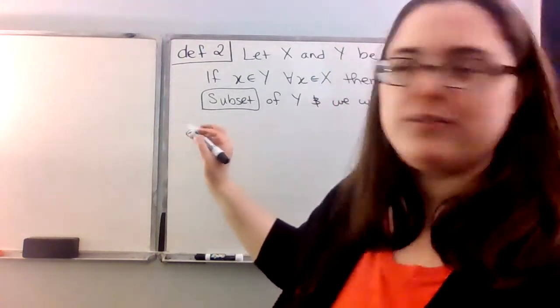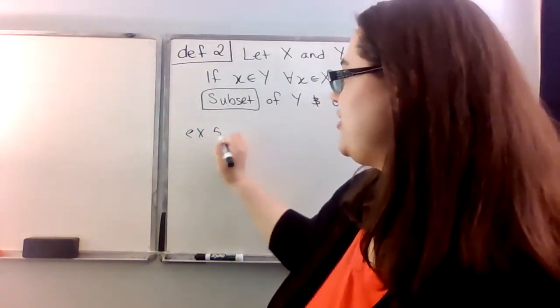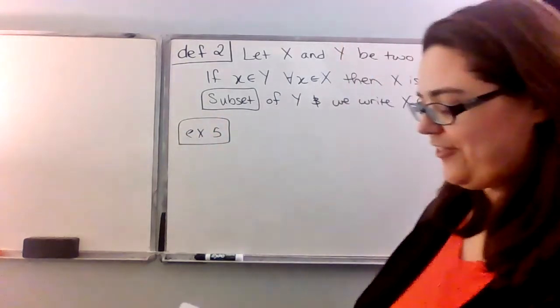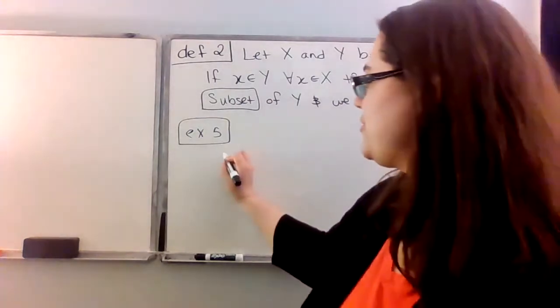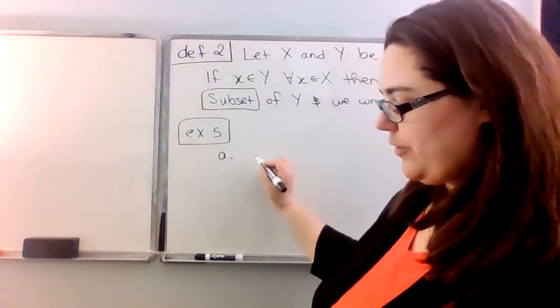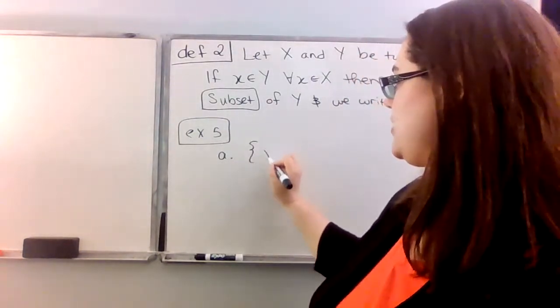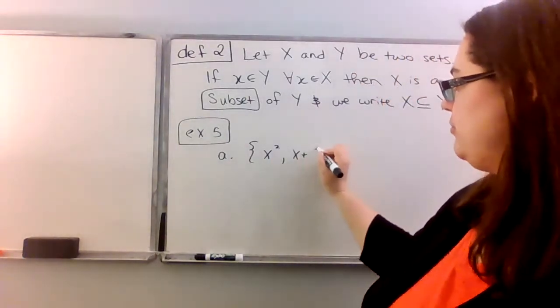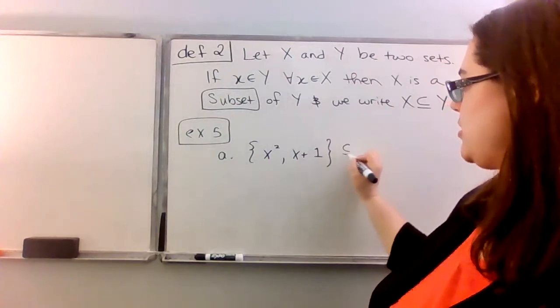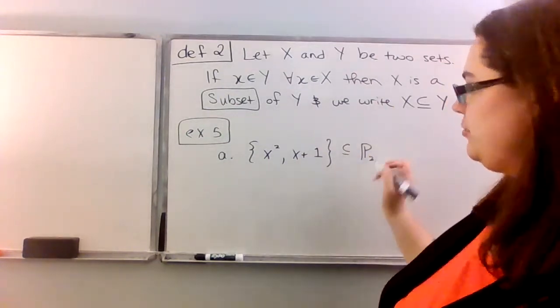So this is going to be example 5. We're just going to do true, false. Decide if these are true or false. So the first one, we've got the set containing x squared and x plus 1 is a subset of P2.